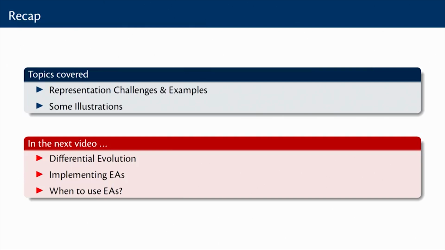In today's video, I hope you got an introduction to the challenges involved with representation, some example representations, and an illustration of how we go about solving with a genetic algorithm. In the next video, I will introduce you to another evolutionary algorithm, namely differential evolution, which is a very powerful algorithm especially for handling biological data sets, for biological parameter estimation and so on. We will also look at some of the challenges in implementing evolutionary algorithms, and discuss when EAs are actually useful.